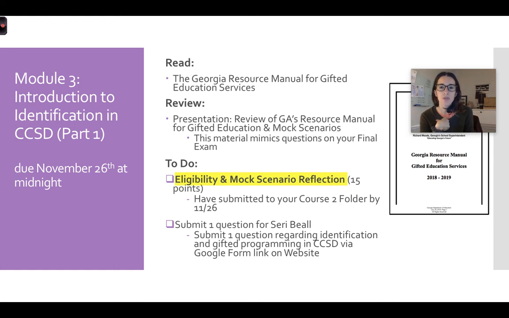And then you're going to review the Georgia's Resource Manual for Gifted Education and Mock Scenarios presentation. It's like a two-part presentation where the first part is looking at the Georgia Resource Manual, and the second part is taking that information. Here are some mock scenarios: would this child be eligible given these measurement scores or these assessment scores, and so on? Part of your assignment this week is to complete the eligibility mock scenario reflection.